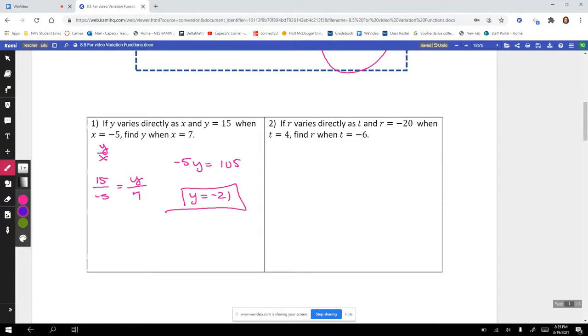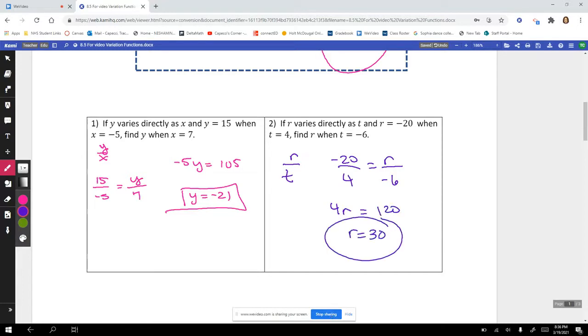Let's do another one. And again, if you want to pause the video and try it by yourself, that's fine. If r varies directly as t, so we're dividing, and r is equal to -20 when t is equal to 4. Find r when t is equal to -6. So again, cross multiply. I have 4r is equal to 120, so r is equal to 30.